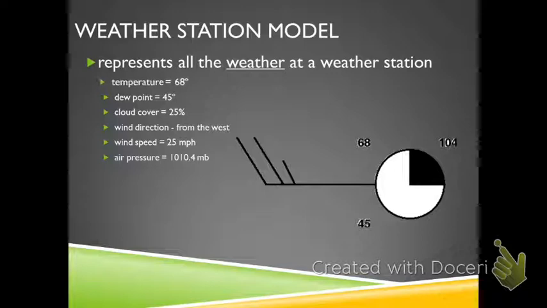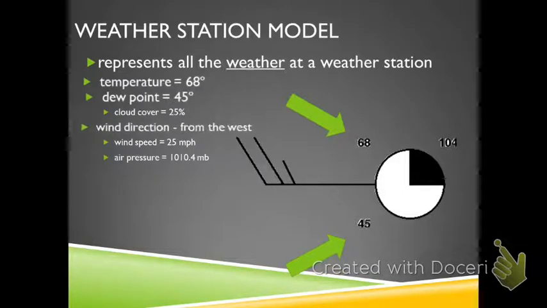Temperature will be displayed at the top left of the model and given in degrees Fahrenheit. Dew point will be located directly below temperature in the bottom left and is also given in degrees Fahrenheit. Wind direction will be illustrated by a staff that is rotated around the station. Remember that winds are identified as the direction they are blowing from.